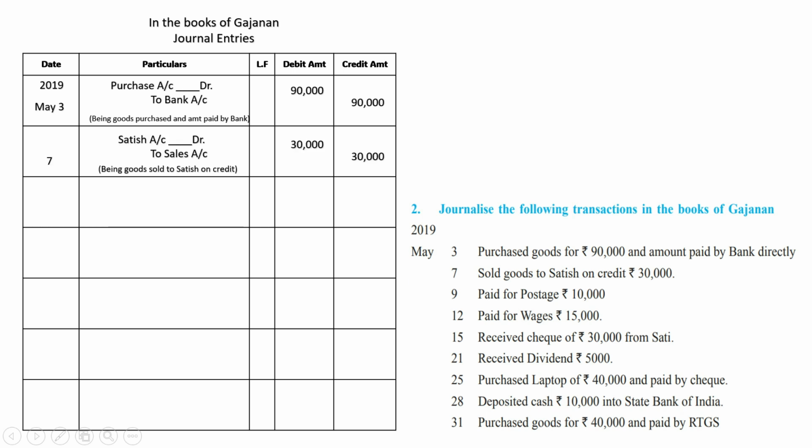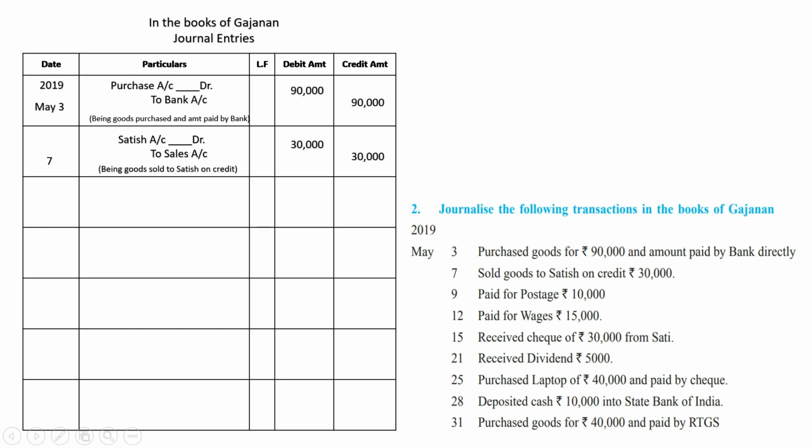Satish is a person, receiver. Therefore, you will follow personal rule, debit the receiver. Satish should be on debit side. Since you are selling your goods, sales is an income. And for sales, again, you have to follow nominal rules: debit all expenses and losses, credit all incomes and gains. Sales is income, because of that you have to write sales on credit side. All right. So this was your 7th May journal entry.